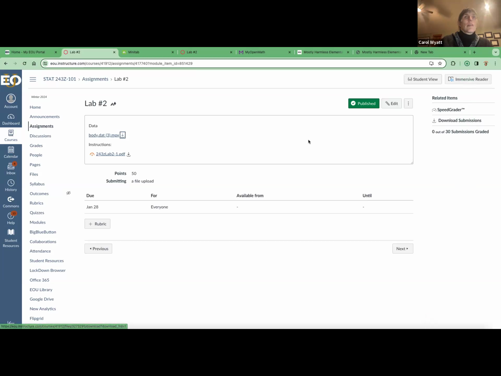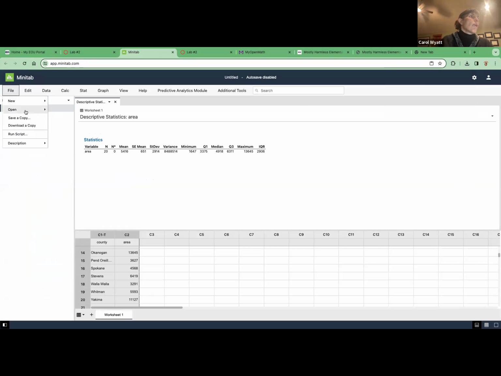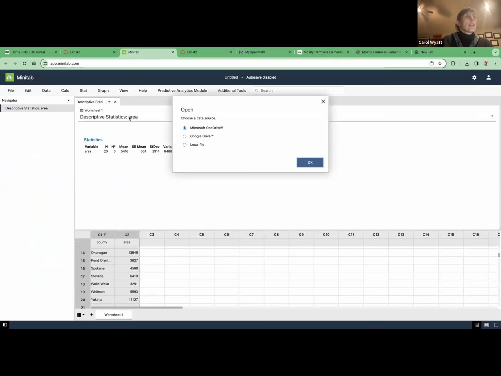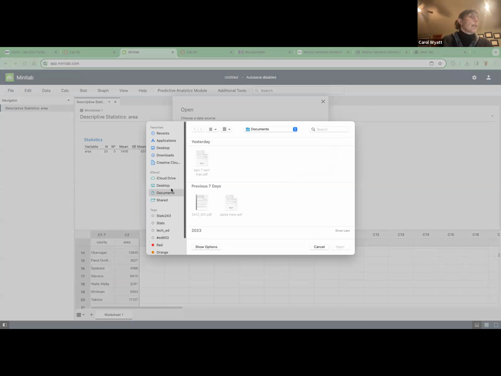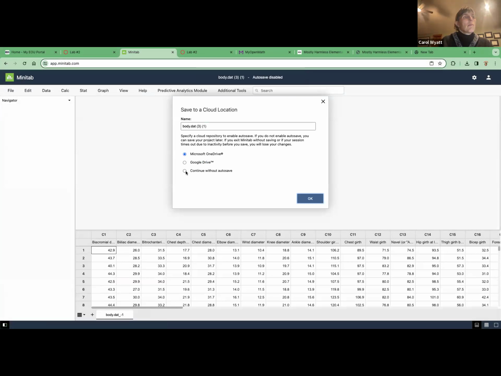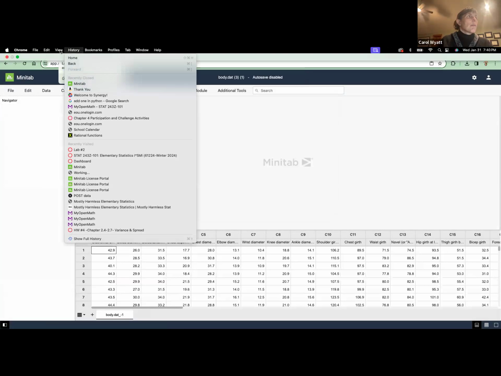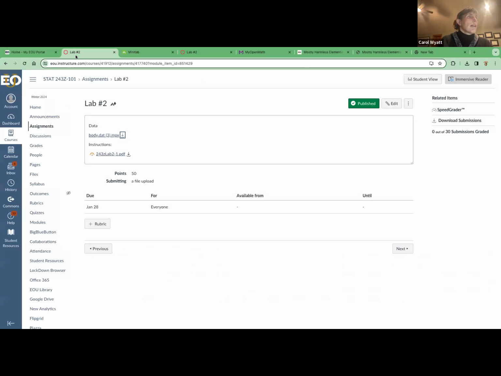So the data downloaded in the menu tab. Notice this is an MPX, which is a project, so file, open, project, local file on my computer, in my downloads, and there it is. All right, moving on to these examples, my lab here.